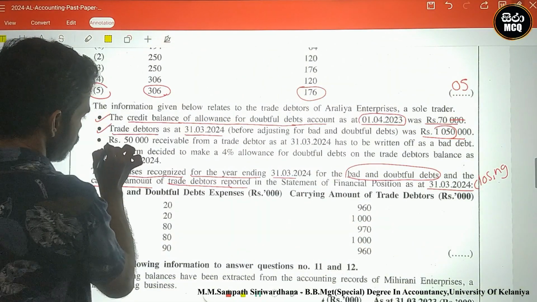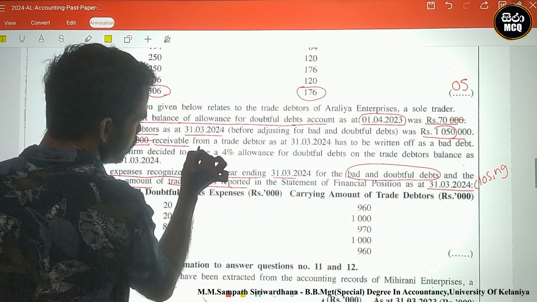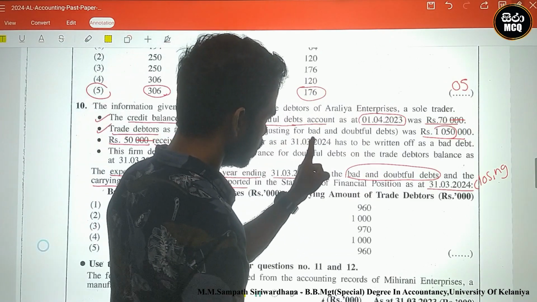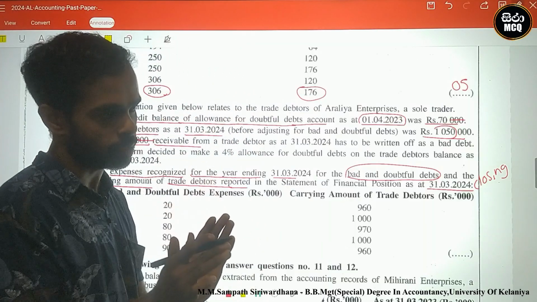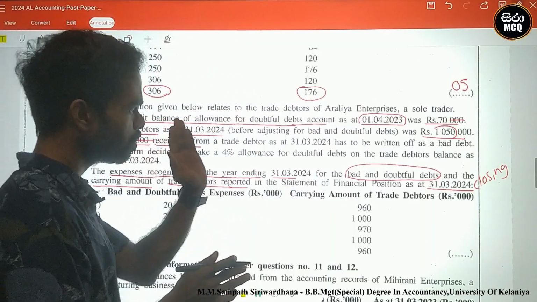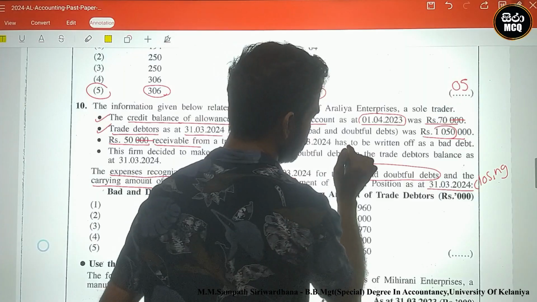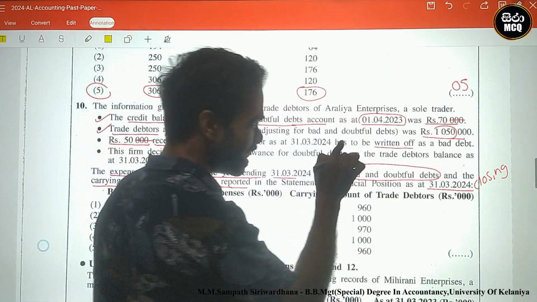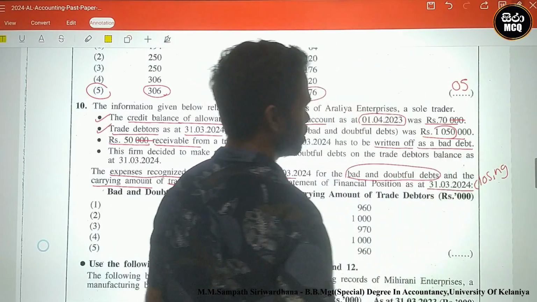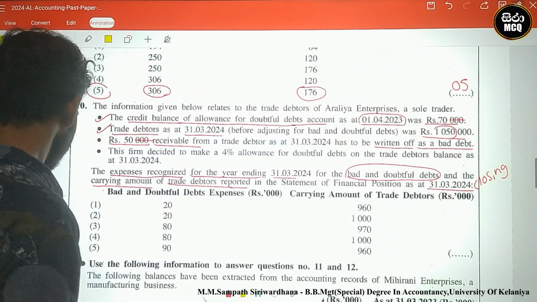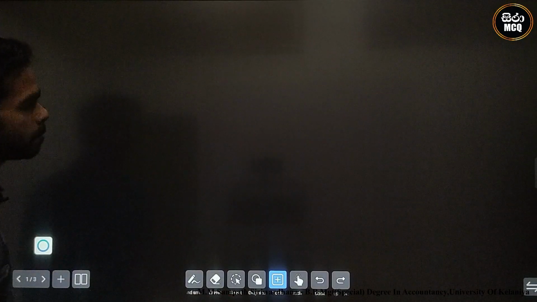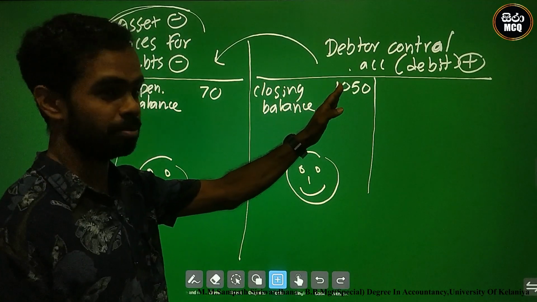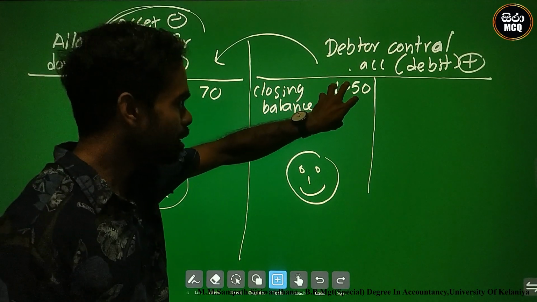The third one: 50,000 receivable from trade debtors as at 31st March 2024 to be written off as bad debts. What is the entry for 50,000? There is a receivable of 50. The debtor control debit of 1,050 included this 50.